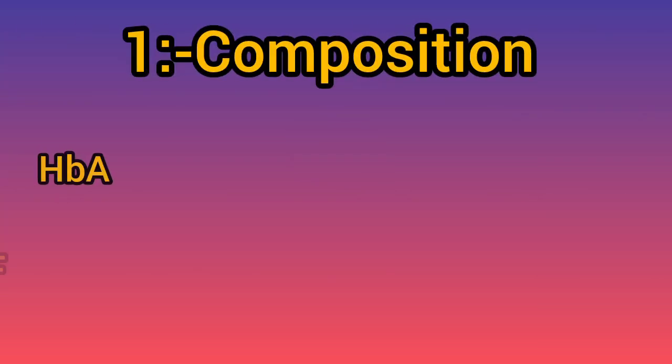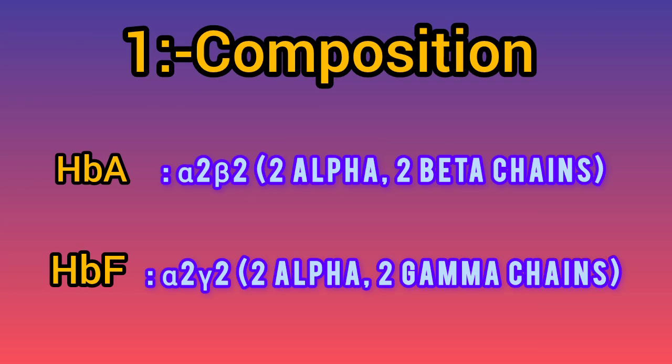So first we will see the difference on the basis of composition. In the adult hemoglobin, 2 alpha and 2 beta globin chains are present, but in the fetal hemoglobin 2 alpha chains are there, but instead of the beta chains 2 gamma chains are there. So adult hemoglobin has 2 alpha and 2 beta, while fetal hemoglobin has 2 alpha and 2 gamma chains.